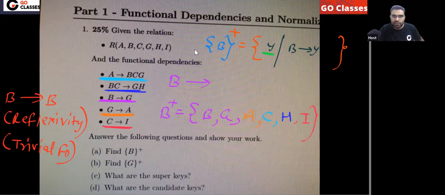So tell me, did we get all the attributes? So B can determine the entire R, can I say? Can I say B can determine the entire R?